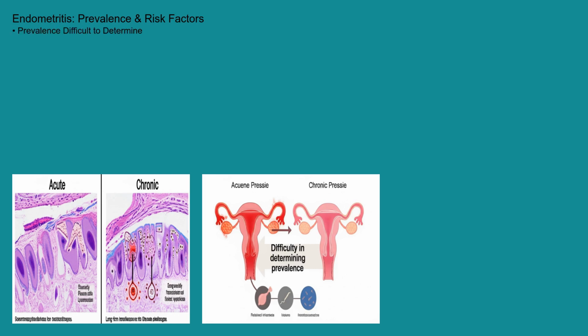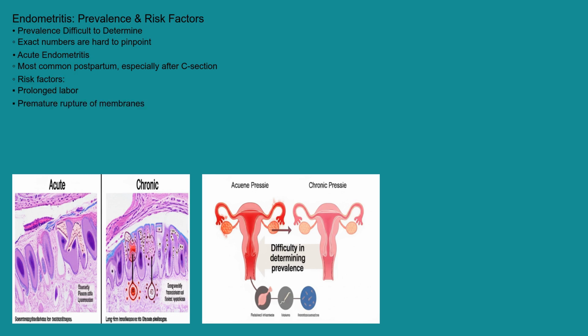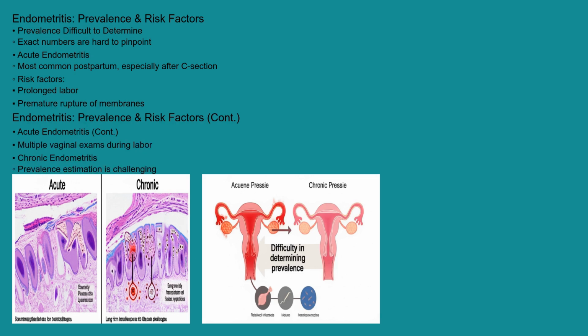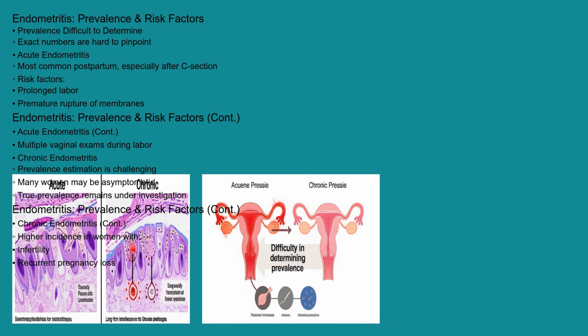Endometritis isn't uncommon, but pinpointing exact numbers is difficult. Acute endometritis is most frequently observed postpartum, particularly after a C-section. The risk increases with factors like prolonged labor, premature rupture of membranes, and multiple vaginal examinations during labor. Chronic endometritis is more challenging to estimate, as many women might be asymptomatic or have non-specific symptoms. Studies suggest that it may be present in a significant proportion of women with infertility or recurrent pregnancy loss, but its true prevalence remains under investigation. Risk factors for chronic endometritis mirror the causes: previous pelvic infections, retained products of conception, and certain uterine procedures.